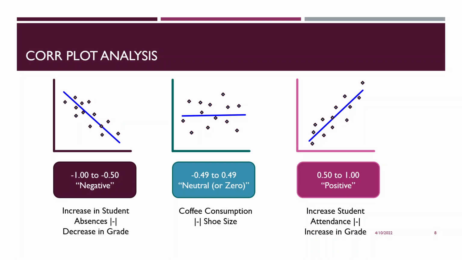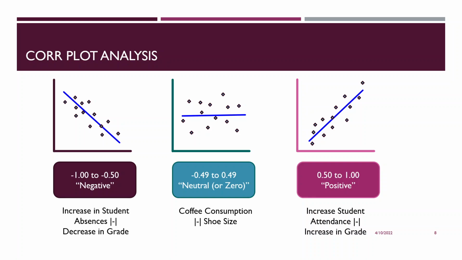Okay, so the things that we're interested in with core plots are negative correlations and positive. They're both good for us. Negative doesn't mean it's bad. It just means that it has an inverse relationship. So in this case, an increase in student absences has a decrease in student grades. That would be a negative correlation.